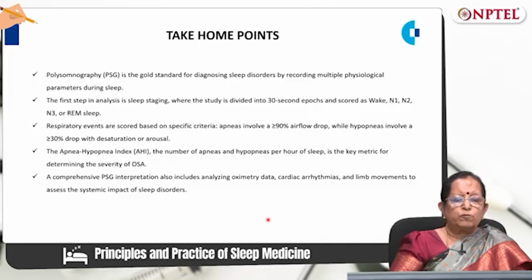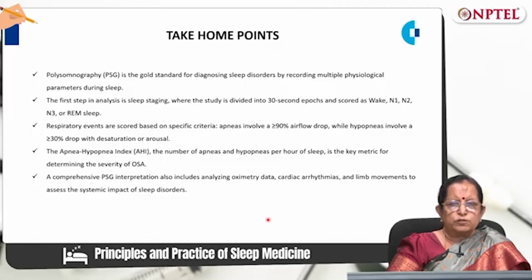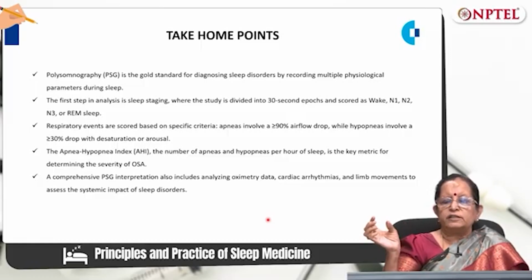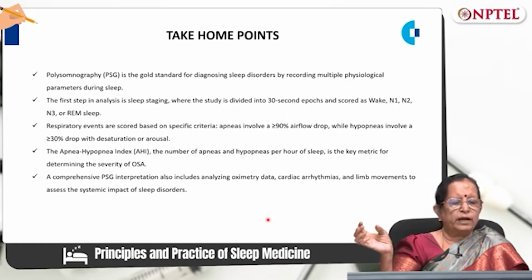So, coming to the take home points, hope you would have understood the scoring and interpretation of PSG. Polysomnography is the gold standard for diagnosing sleep disorders by recording multiple physiological parameters during sleep. The first step in analysis is sleep staging, where the study is divided into, as I told you, 30-second epochs, and this will be scored as wake, N1, N2, N3 or REM sleep.